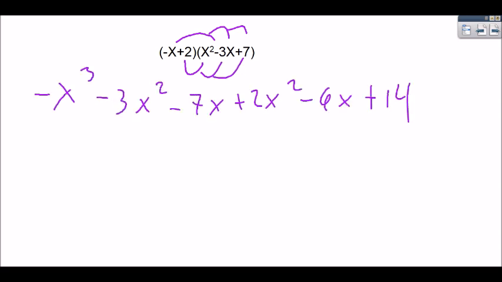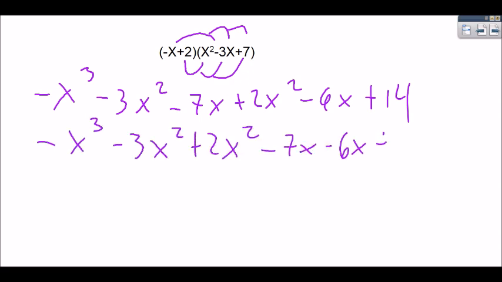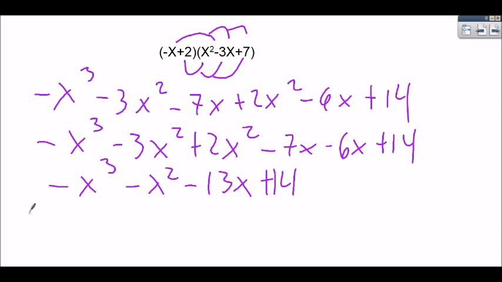Then we have to write it in standard form. Then combine like terms. As a quick reminder, this is a polynomial to the 3rd degree.